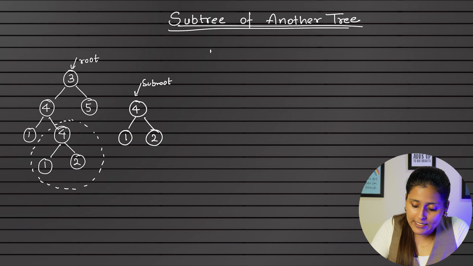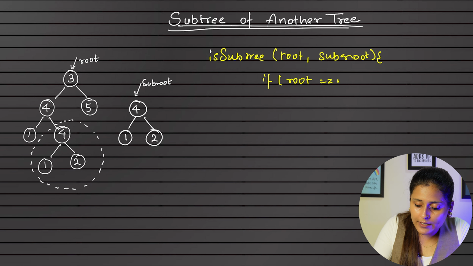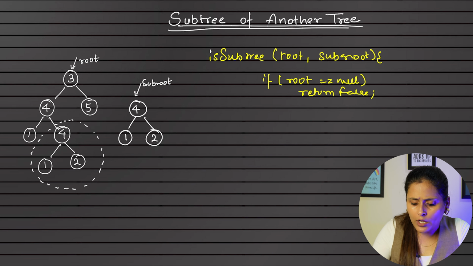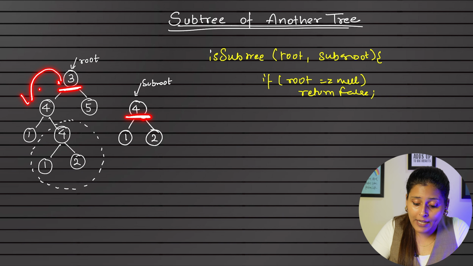So what is the first base case? In the isSubtree function we are sending our root and our subroot. Correct? Now, if root becomes null, return false. Now you might be thinking, how can the root be null when the question itself says a minimum of one node will be there? Because we are applying the DFS approach. First we will try to match this 3 with the 4. If it does not match, then we decided we will move root dot left and root dot right, but subroot will be as it is.